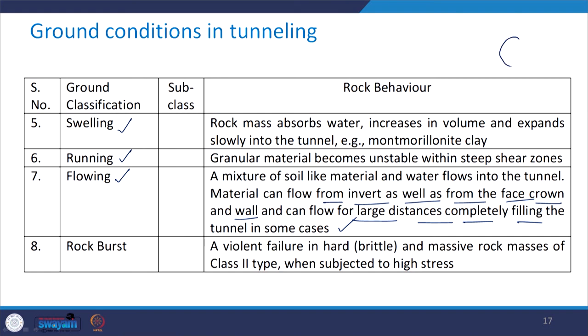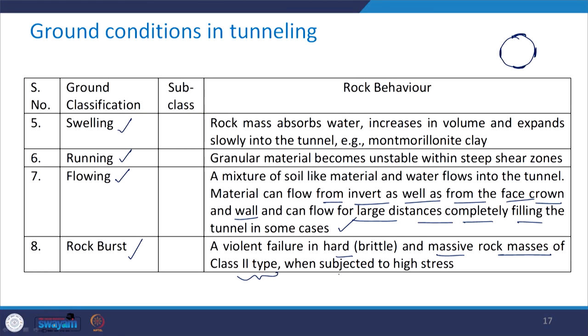So, let us say this is the tunnel, say a circular tunnel. This bottom portion we call the invert, the top portion is the crown, and this is the side wall of the tunnel. In case you have the flowing type of ground condition, then this material can flow from any of these places such as invert, crown or the side wall, and then it can flow for a large distance, and it also may happen that it completely chokes the tunnel in some cases.